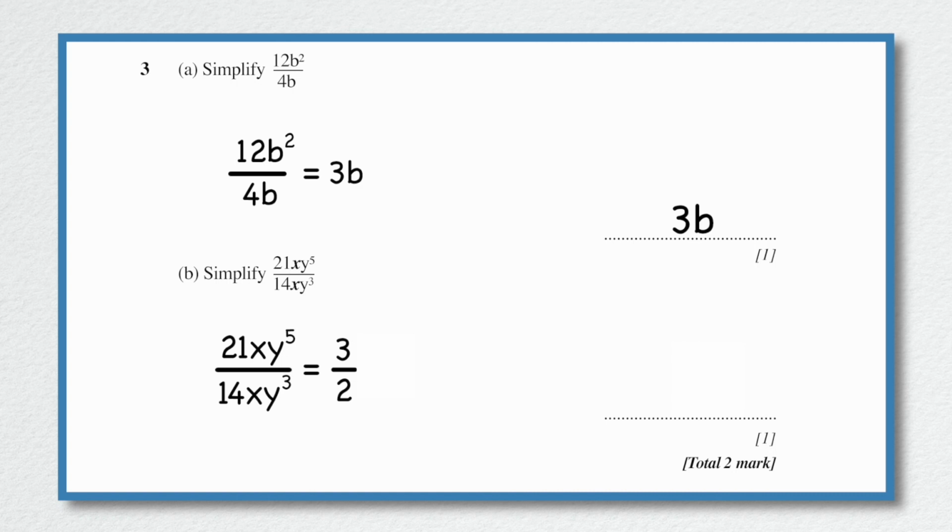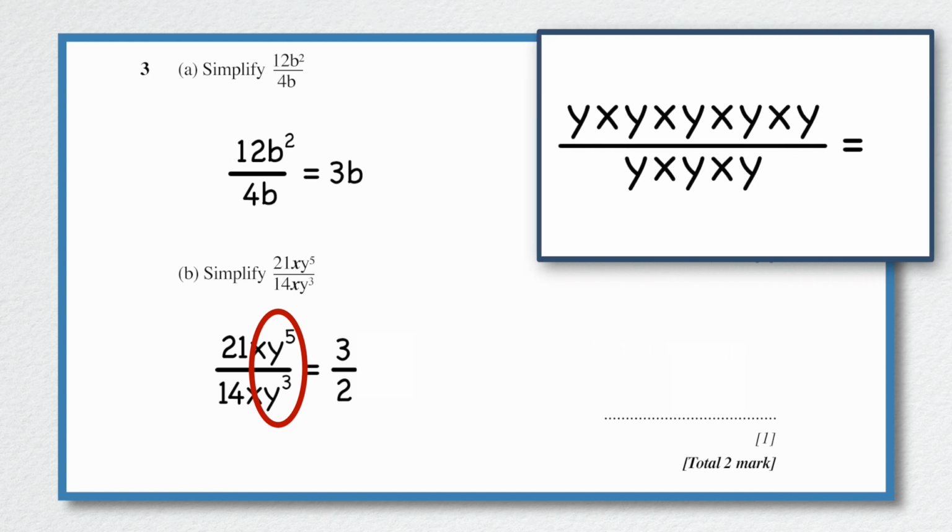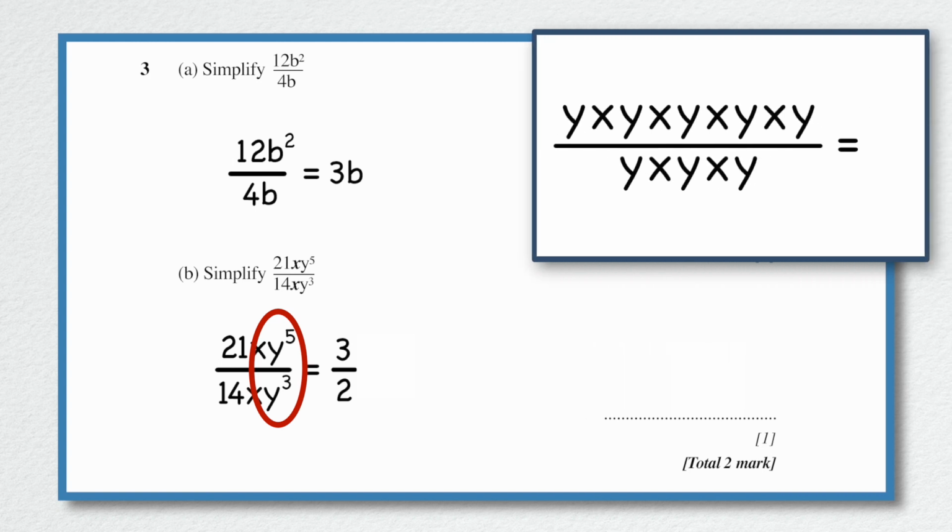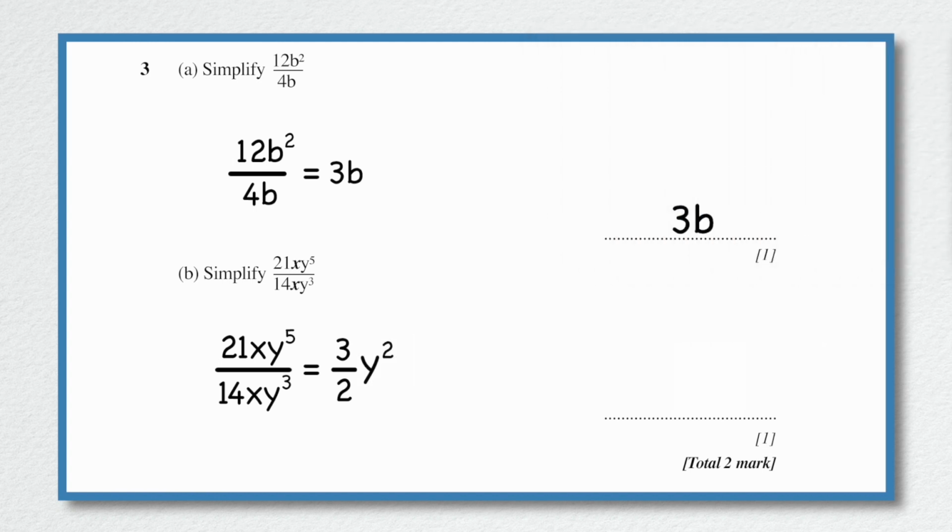Now let's look at y to the power of 5 over y to the power of 3. Think of it as y times y times y times y times y over y times y times y. 3 of these y's cancel out, leaving y times y on top. So we end up with y squared. Alternatively, we can just look at the powers. We have 5 up here and 3 down here. And it's a simple case of 5 subtract 3 is equal to 2. So we have y squared.